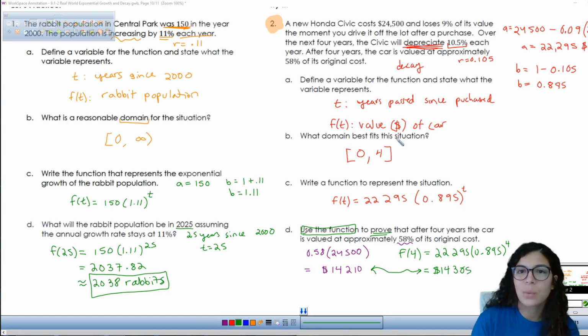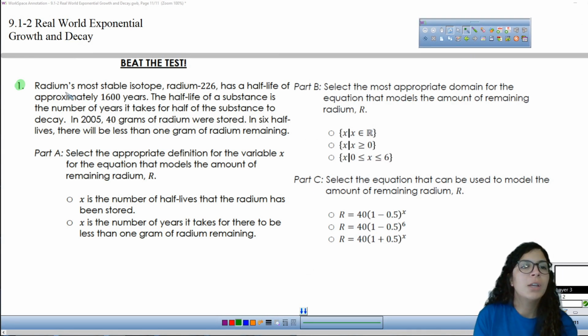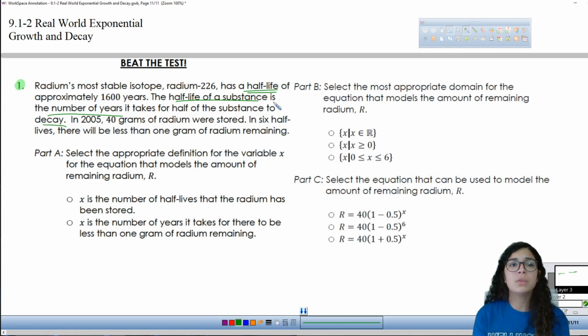Okay, so last question, let's go ahead and do the challenge question for this topic. So we have radium's most stable isotope, radium-226, has a half-life of approximately 1,600 years. The half-life of a substance is the number of years it takes for half of the substance to decay. So that's what the half-life is, if you didn't know. Half-life is just how long it takes something to reach half of the substance.